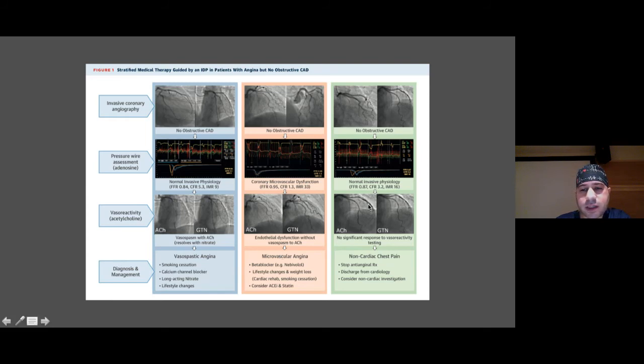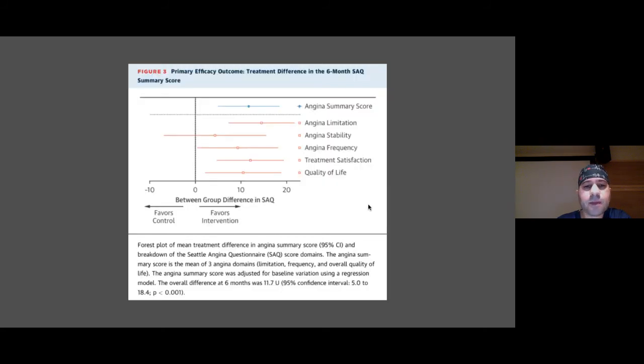And if all these tests were negative, the patient had non-cardiac chest pain, they stopped all their anti-anginals and were discharged from cardiology and referred to another specialty to further investigate their chest pain. And these are the results of the CorMicA trial, showing that the angina summary score was in favor of the intervention group rather than the control group.